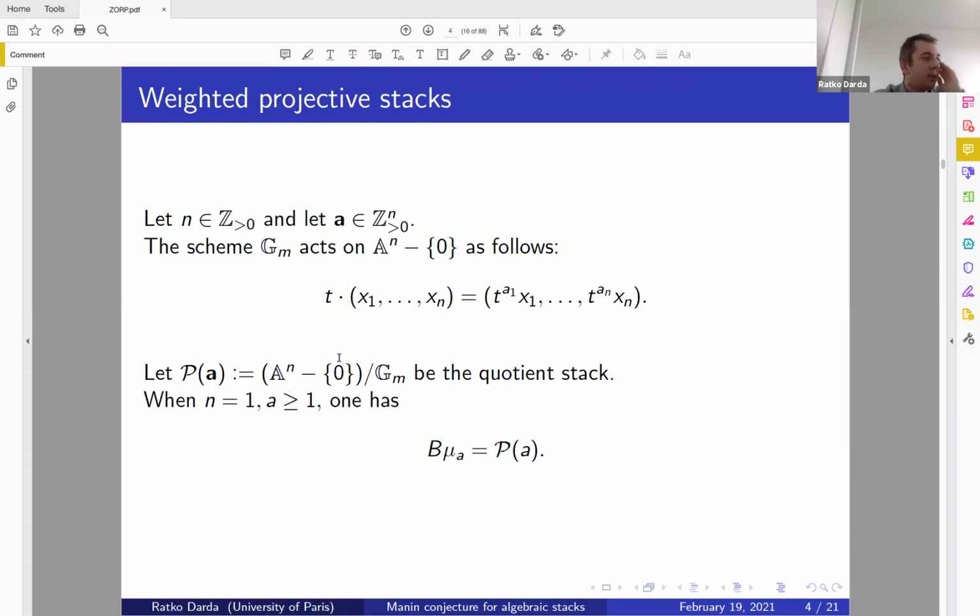Okay, and when n is equal to 1, one has that the stack Bμ_A is like P(A). This follows because we have the Kummer exact sequence, μ_A to G_m to G_m, and then you can see that B of the first algebraic group is the quotient of the last by the second. And this shows that Bμ_A is P(A).